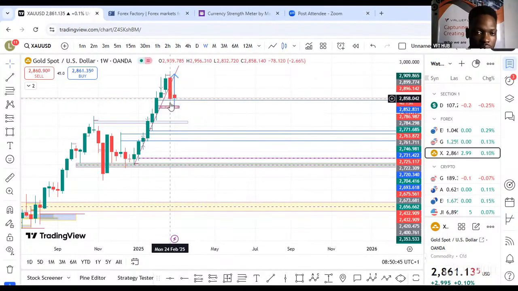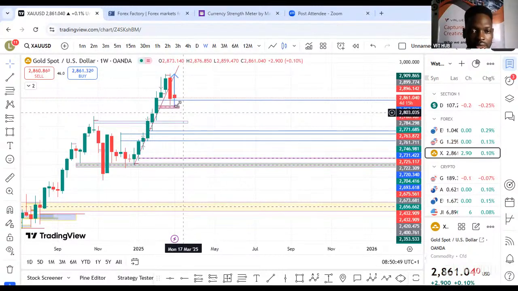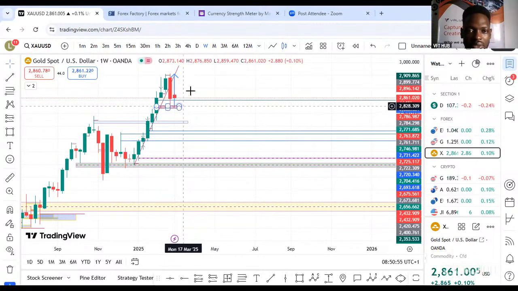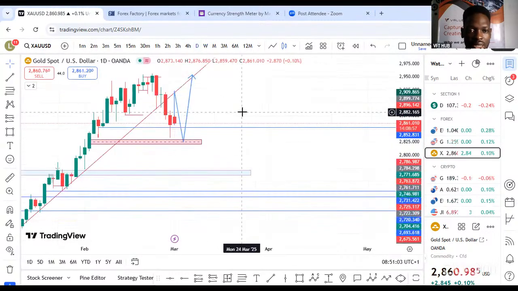However, last week was a bullish week for the precious metal, and as we've resumed this morning again, we've seen some level of push to the upside in the course of the Asian session. Then price is gradually pushing back again. All right, so let's check on the daily time frame.